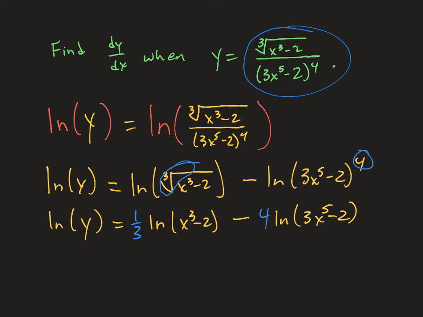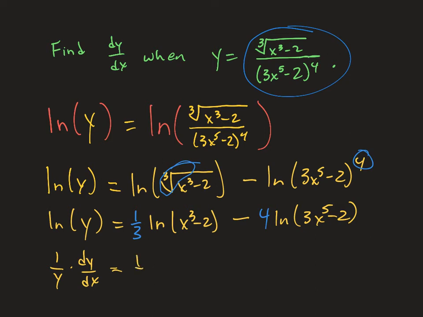At this point, we can start to do implicit differentiation like we did in the last example. So the derivative of natural log of y is 1 over y times dy dx. That's going to be the same every time we do these problems. And then on the right side, we're going to use the rule for the derivative of natural logs, which is going to be u prime over u.